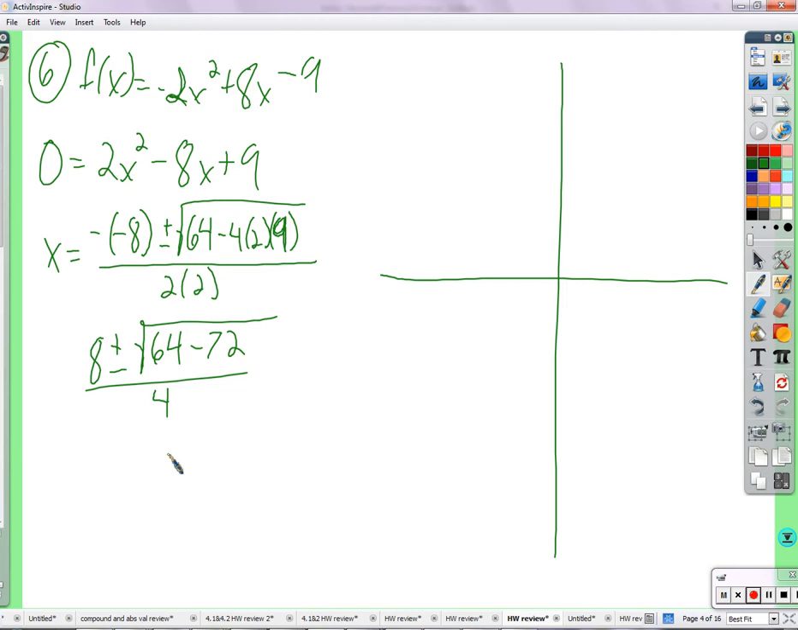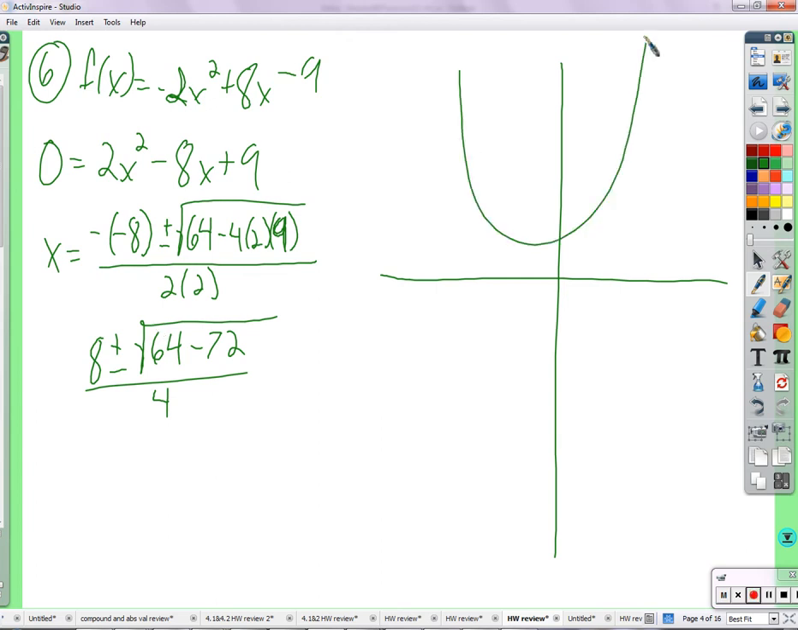Sometimes, if the instructions for this problem were solve this equation, then we'd want to simplify this down with the i and simplify the square root and everything. But what are we trying to find with this equation? X-intercepts. If we have imaginary x-intercepts, they're not useful on any graph where we graph real numbers. So this tells us no real x-intercepts.